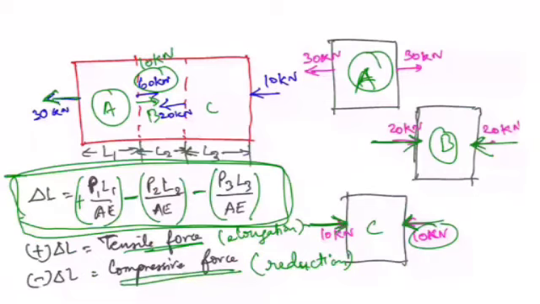Similarly, even here, for simplicity in calculation, I can write del L will be equal to, since A and E are constant, I can take AE outside. So I can just take P1 L1 minus P2 L2 minus P3 L3.